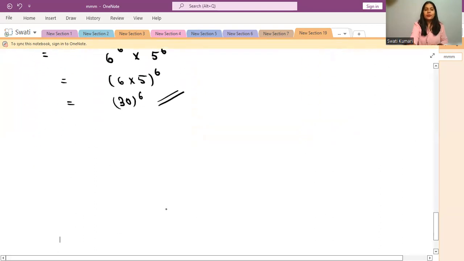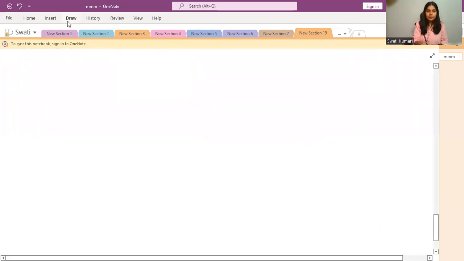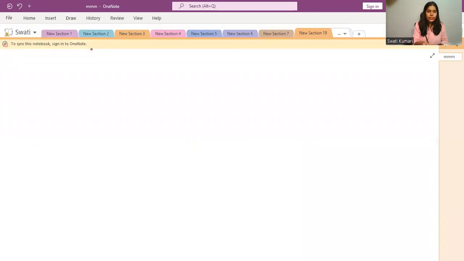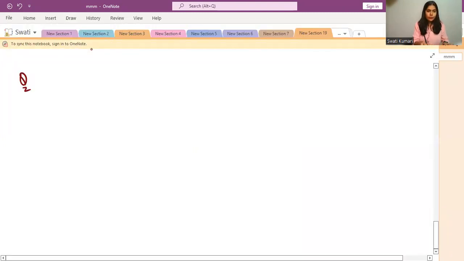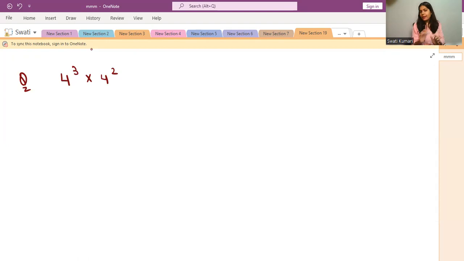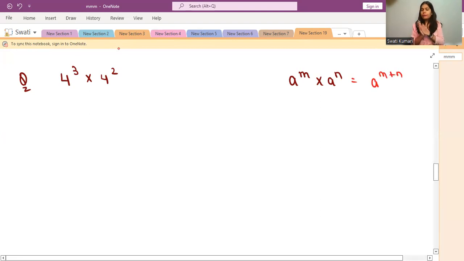So yes, this is our answer. Okay, now let's go to the next question quickly. So now our next question is, you have to solve 4 raised to 3 into 4 raised to 2. Now you can see here that in this question, we have the base same and not the power, right? So when we have the base same, for example, a raised to m into a raised to n, the powers are different and the bases are same, and they are getting multiplied. So you have to just write down this base once, and you have to add the powers. That is the property. Whenever it gets multiplied, you have to add the powers.